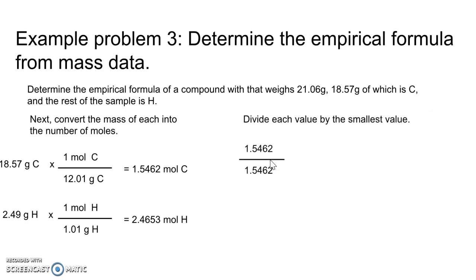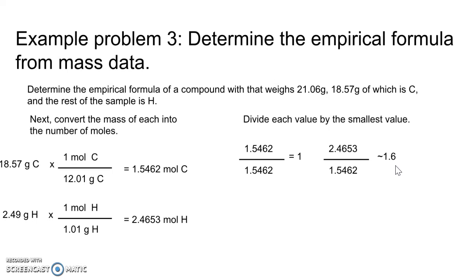Well, a number divided by itself should be 1. And this one, when I divide it, I get about 1.6. Now, as I said before, I have to multiply both of these numbers into whole numbers, and that's important. 1.6 is a kind of funky number, right? So what is the smallest number that I can multiply both of these by to get a whole number?